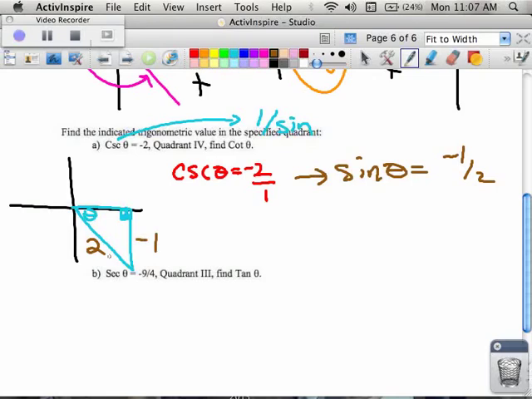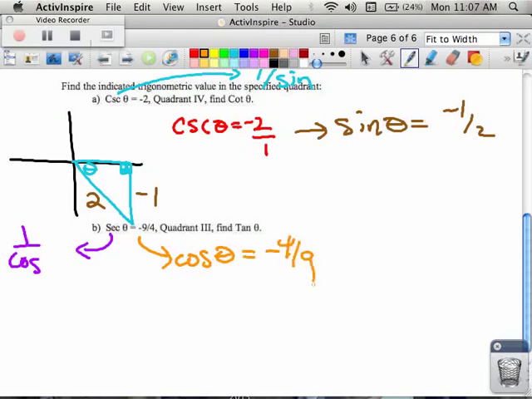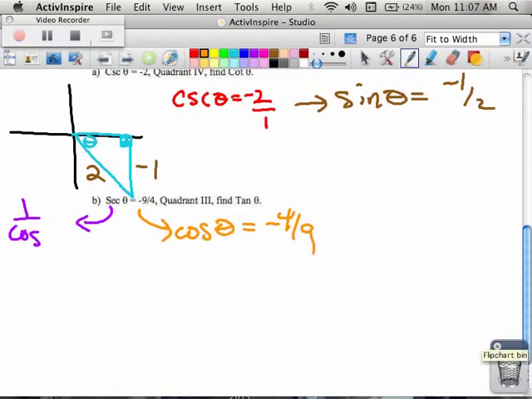So in the last one, same kind of situation, they give us secant. And we know that secant is really the same thing as 1 over the cosine. So if I tell you that your secant is -9/4, that means that my cosine of that very same angle is going to be -4/9. I just flip it, because they're reciprocals of each other.